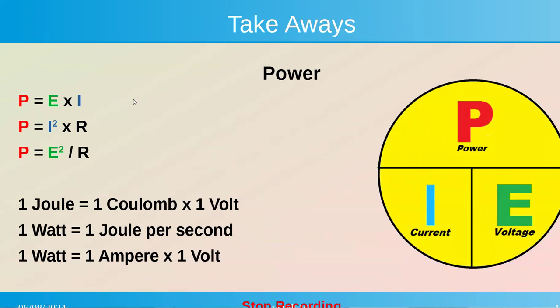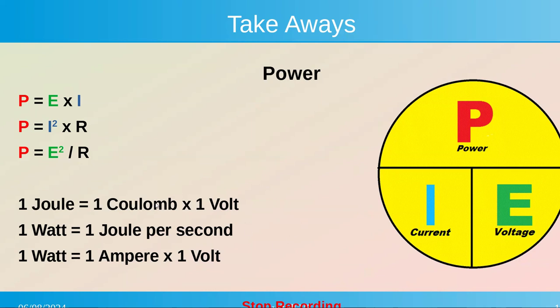Okay, so we learned about the new pie chart that actually spells PIE. You work it the same way. Put your finger over the parameter you're solving for. So the power is equal to the current times the voltage, or voltage times the current, doesn't matter what the order. Or it's the current squared times the resistance, or the voltage squared divided by the resistance. Those two things will come later on.